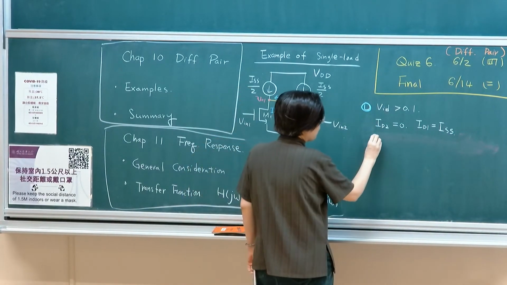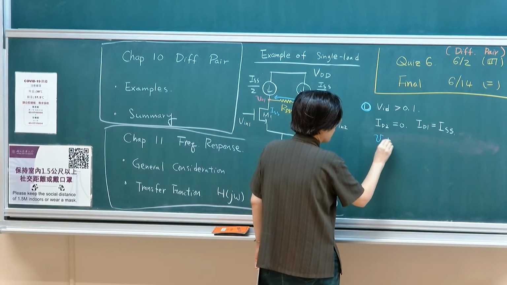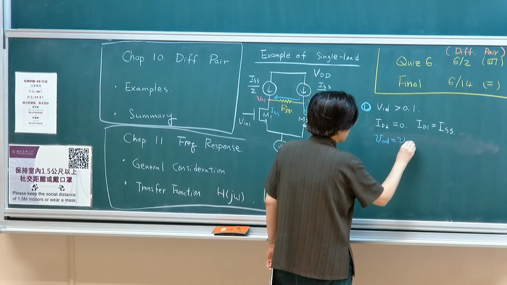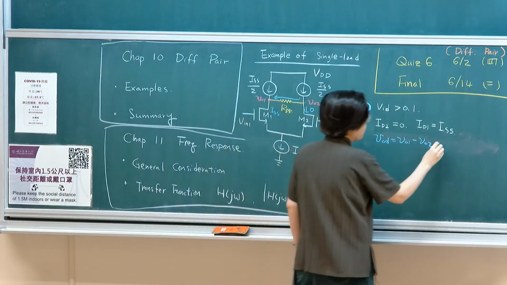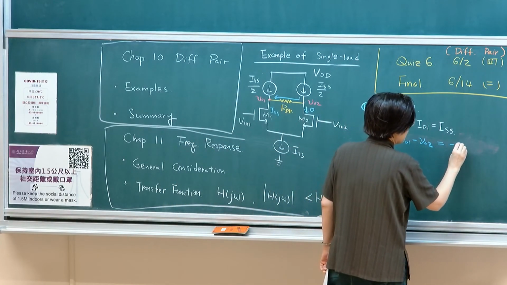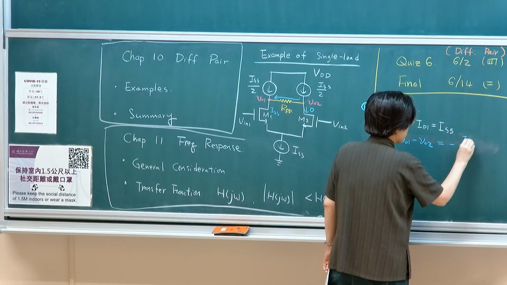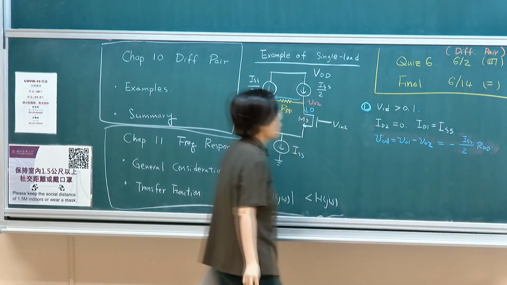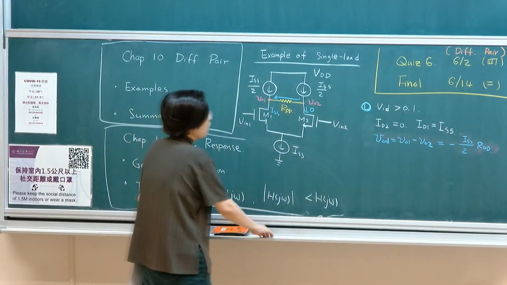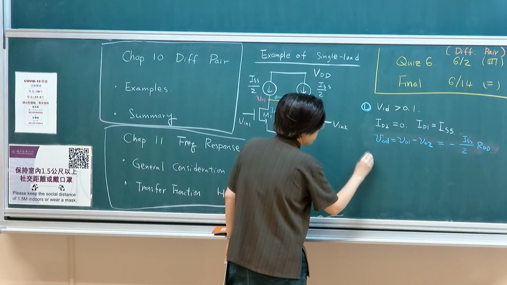I'm just going to use the blue. So VOD is defined as VO1 minus VO2. Because the current is flowing in this direction, you get a minus sign: minus 1/2 the current times RDD.